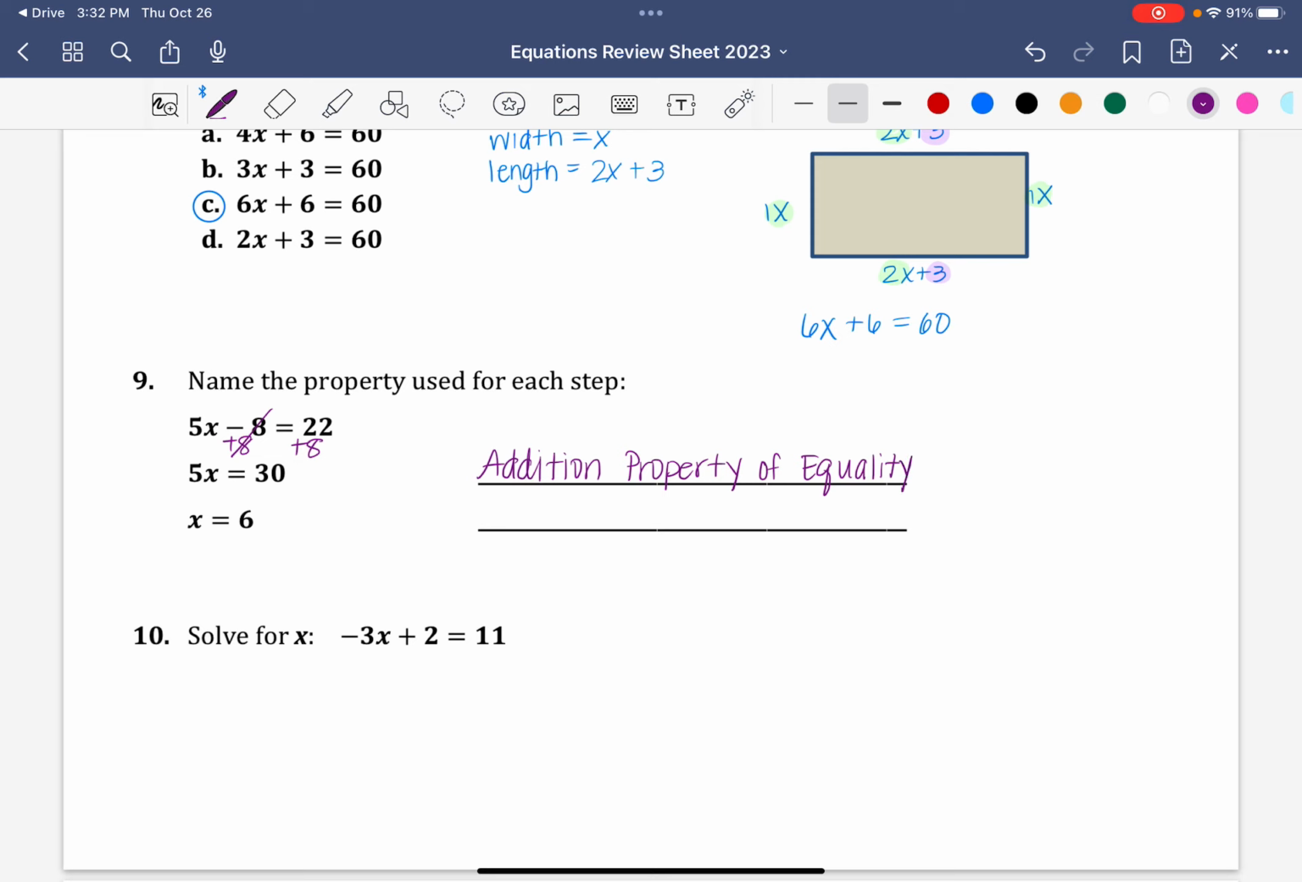Now, this property is true for every operation. You can have subtraction property of equality, multiplication property of equality, division property of equality. It just means that if you do it to one side, you have to do it to the other to balance it out. So to go from 5x equals 30 to x equals 6, they must have divided by 5. So dividing on both sides is going to be division property of equality. Now, this is going to show up as multiple choice. So as long as you understand what's happening, like, oh, okay, they divided on both sides, they added on both sides of the equation, you're going to get led to the right answer choice.